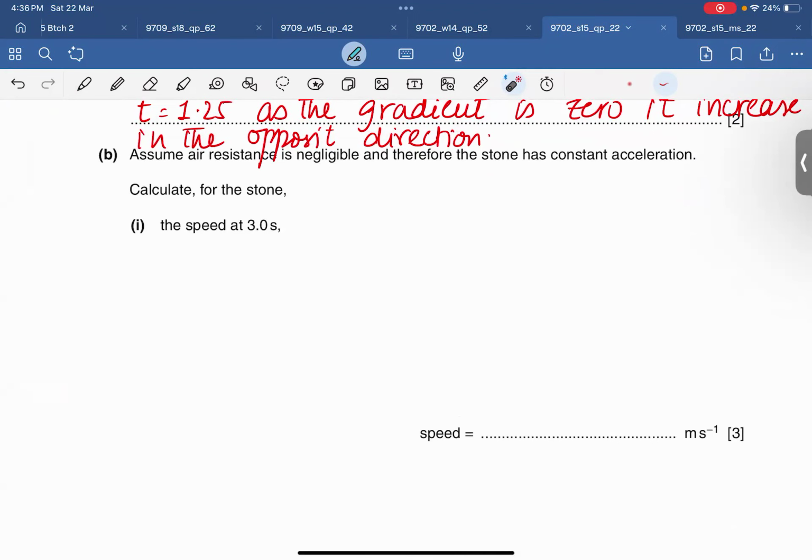Assume air resistance is negligible and therefore the stone has constant acceleration. Calculate for the stone the speed at 3 seconds.